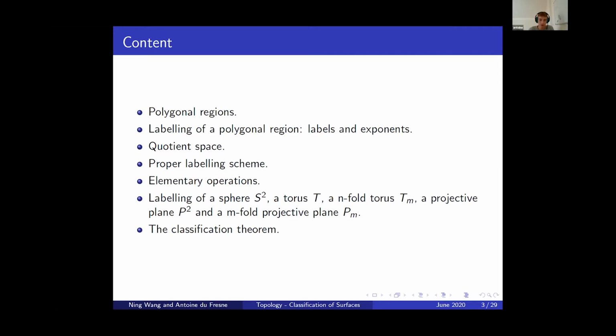I will define what polygonal regions are. Ning will speak about labeling of a polygonal region. I will discuss a difficult concept, which is the quotient space. She will underline the importance of the proper labeling scheme. I will define elementary operation. Then she will do the labeling of the sphere, the n-fold torus, and the m-fold projective plane. And finally, I will present the classification theorem.